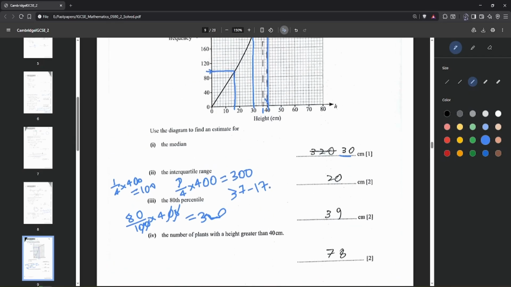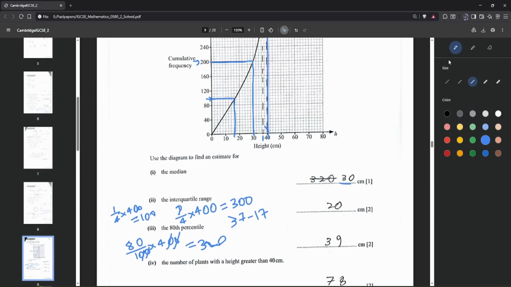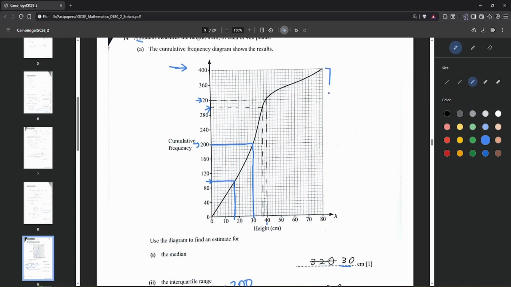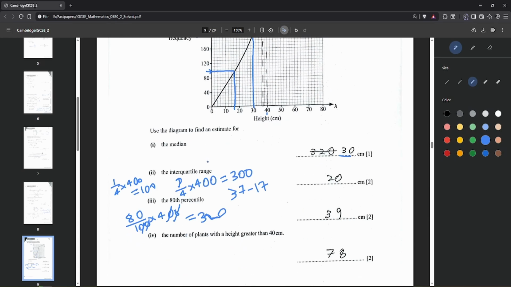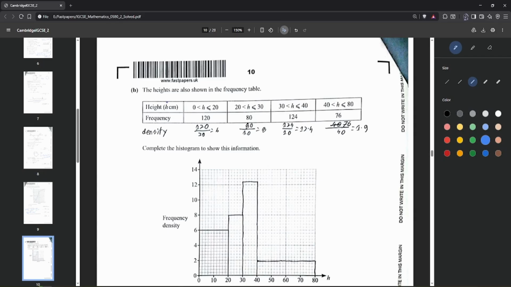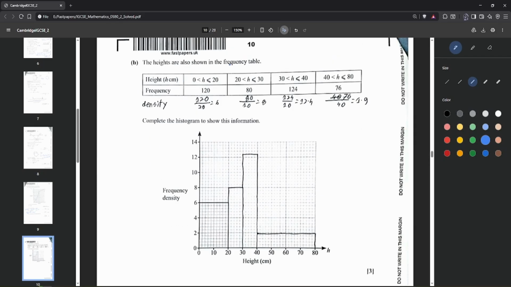And the number of plants with a height greater than 40 centimeter. So we take the value to the right, meaning we'll take the range. This means we will trace the value of 40, and we will take the range from 320 to 400, and this range is equal to 80. I wrote 79 because this is the exact value, and you get marks for a value which is close to 76 to 80.